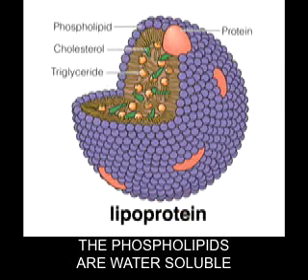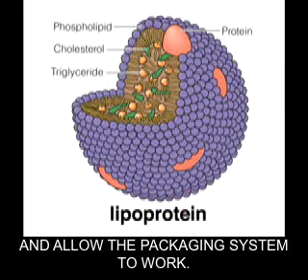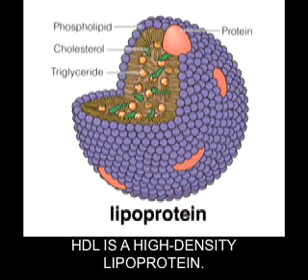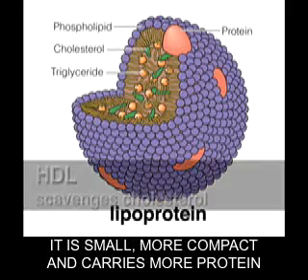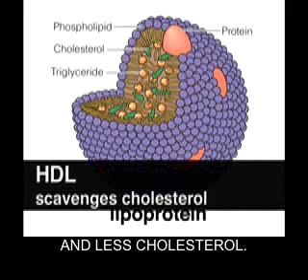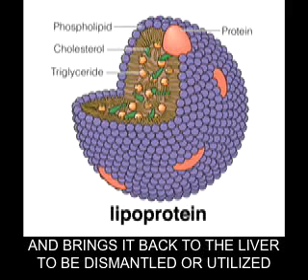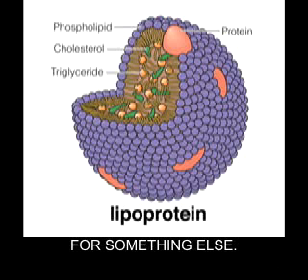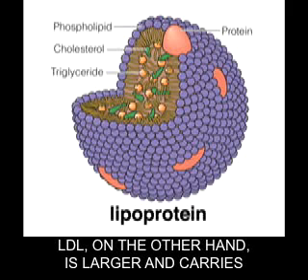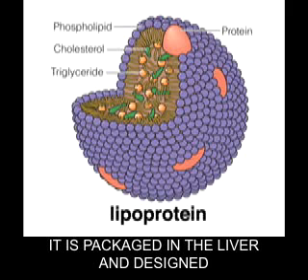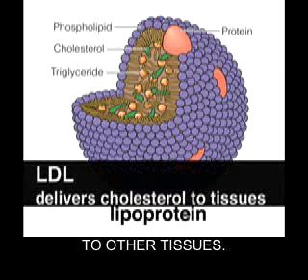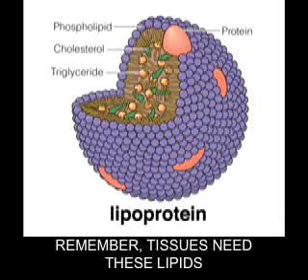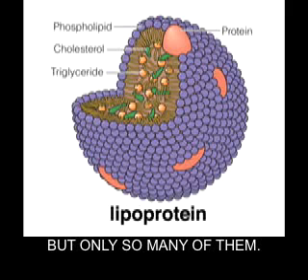The phospholipids are water-soluble and fat-soluble, and allow the packaging system to work. HDL is a high-density lipoprotein. It is small, more compact, and carries more protein and less cholesterol. It scavenges cholesterol from the bloodstream and brings it back to the liver to be dismantled or utilized for something else. LDL, on the other hand, is larger and carries more cholesterol. It is packaged in the liver and designed to carry cholesterol and triglycerides to other tissues. Remember, tissues need these lipids, but only so many of them.